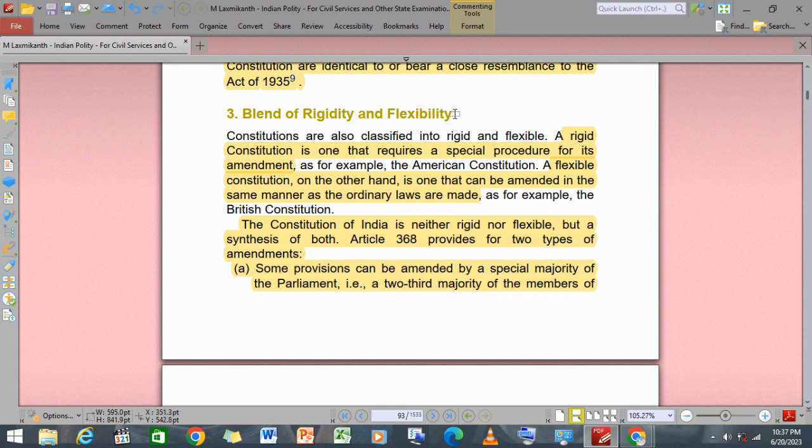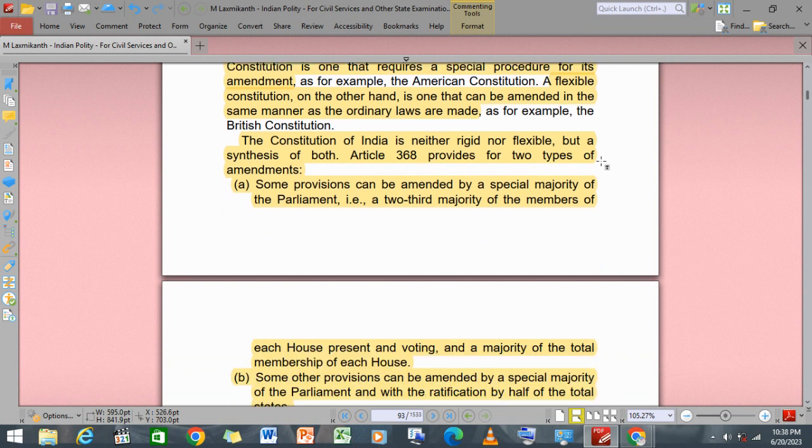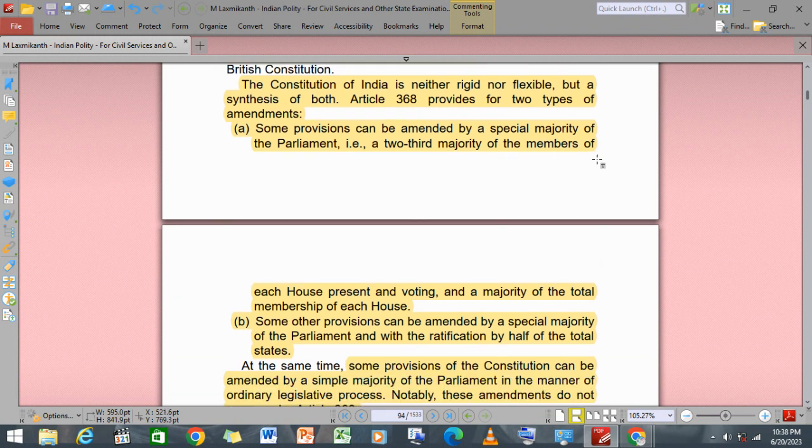And it is a blend of rigidity and flexibility. That means somewhere we will find rigidity, and somewhere we will find flexibility. A rigid constitution is one that requires a special procedure for its amendment. For example, the American constitution requires a lot of special procedure to amend. A flexible constitution, on the other hand, is one which is amended in the same manner as any ordinary law, just like the British constitution, which is very flexible in nature. The Constitution of India is neither rigid nor flexible, but a synthesis of both. Article 368 provides for two types of amendment.